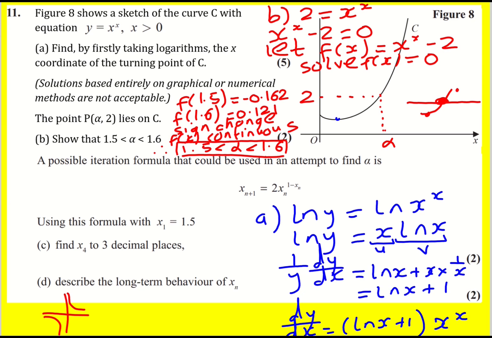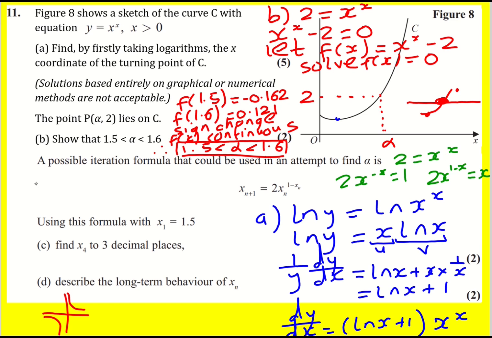A possible iteration formula that could be used in an attempt to find alpha is given by this: x n plus 1 equals 2 x n to the power of 1 minus x n. Let me just explain where that came from. We've got 2 equals x to the x. If I divide through by x to the x, I'd get 2 x to the minus x is 1. And I could times through by x. The left-hand side, I would then add 1 to the power. So I get 2 x to the 1 minus x. On the right-hand side, I just get x. So it's equivalent to me solving the original equation.